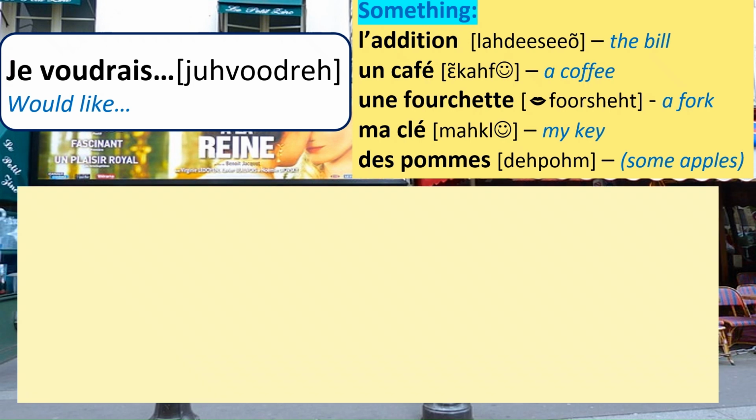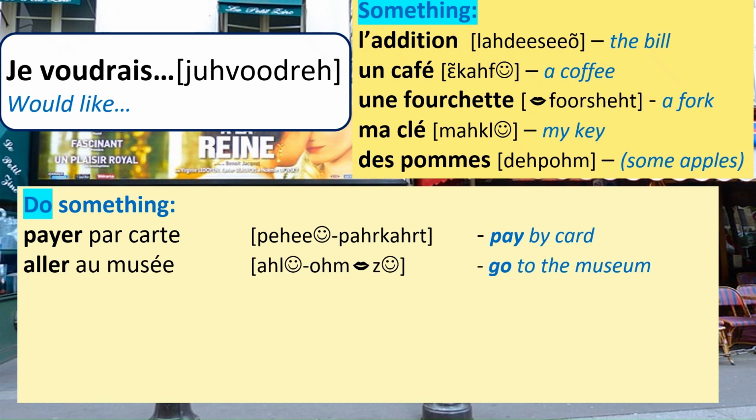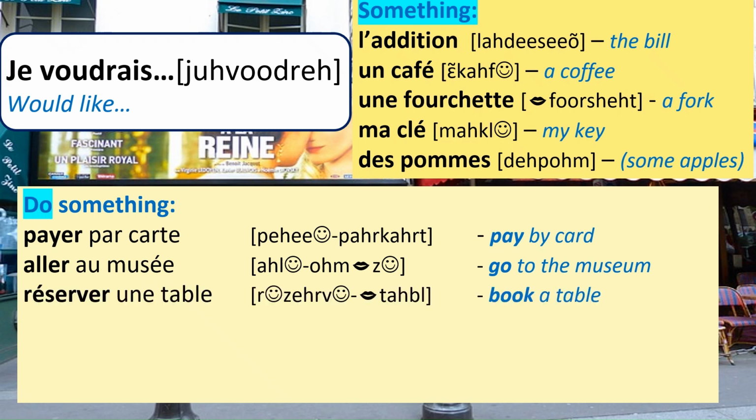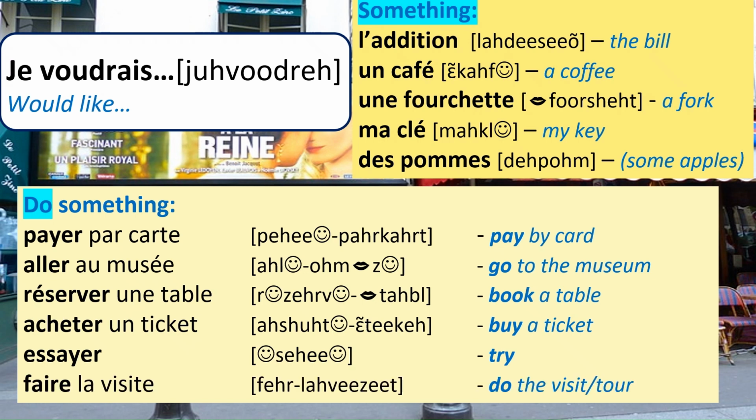But you might want to do something. And in this case, you're going to use an action word, a verb. Je voudrais payer par carte. Je voudrais aller au musée. Je voudrais réserver une table. Je voudrais acheter un ticket. Je voudrais essayer. Je voudrais faire la visite.